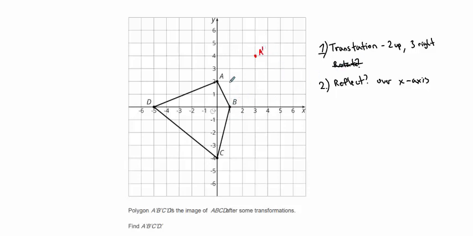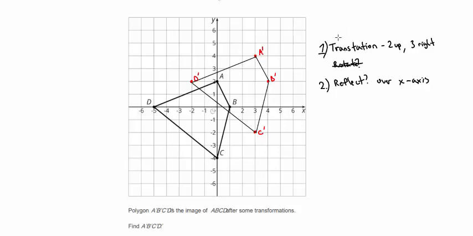2 up, 3 to the right. There's B prime. So I'm going to do this for all the points. Okay. So now that's going to be my new shape. And it's just like my original, only translated 2 up, 3 to the right.